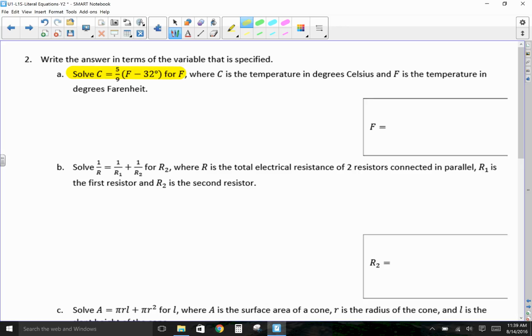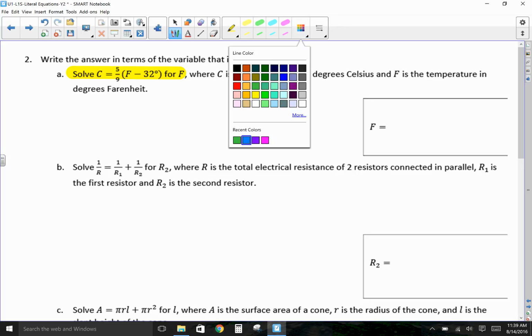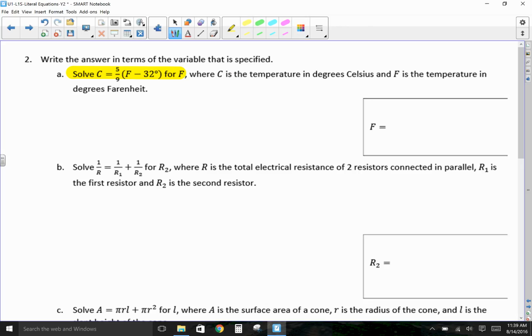All these other words are just telling you what the formula means, where C is the temperature in degrees Celsius, and F is the temperature in degrees Fahrenheit. It's like the first one would be like this if I put where P is the perimeter and L is the length of one side and W is the width of the other side. So that's all that's different about this. But we're going to go ahead and do this example just to get you going.